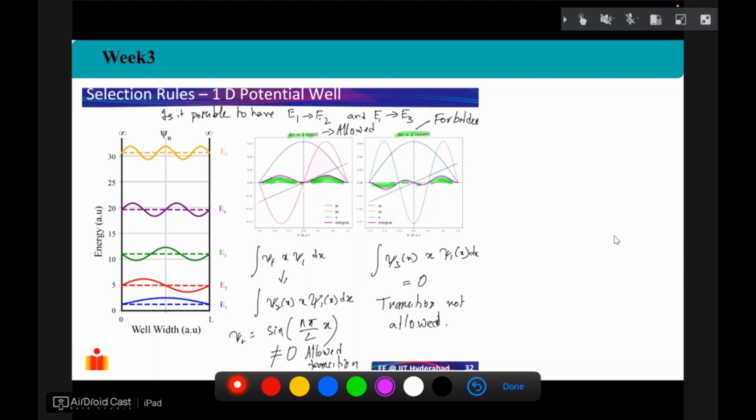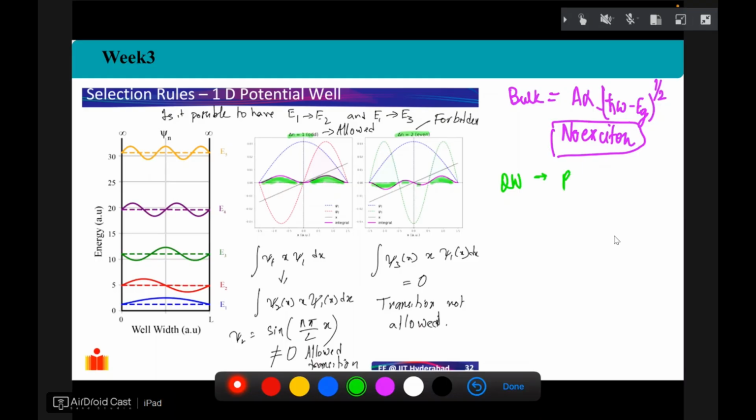So now, for the bulk semiconductor, absorption is given by the square root of h cross omega minus Eg, proportional to 1 by 2 power. Here no exciton. In bulk, no exciton. Then for the quantum well, the band gap is shifted. How much? Eg QW is equal to Eg bulk plus n square h cross square pi square by 2m L square.